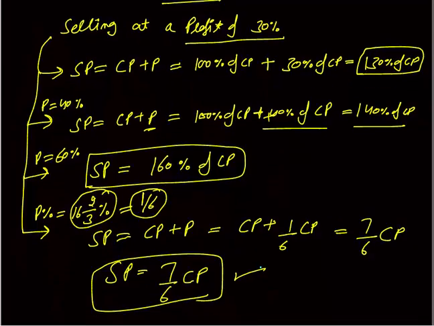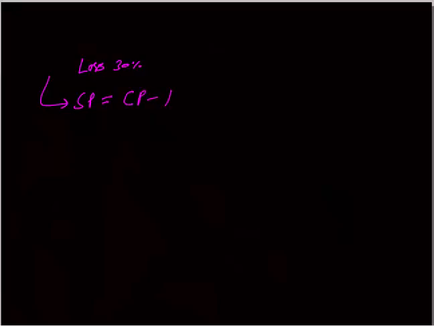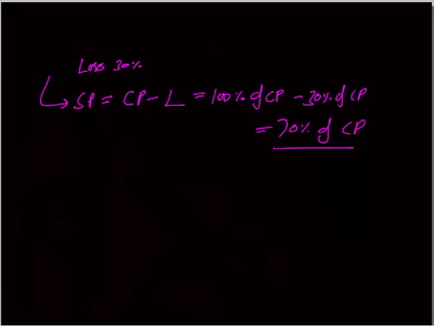Same is true for the loss. Let's say loss of 30%. Can you say selling price is equal to, because now you will sell at less than cost price, selling price is equal to cost price minus loss. L stands for loss. This is 100% of CP because everything is 100% of itself. 100% of cost price is cost price minus 30% of CP. So you are selling at 70% of cost price.